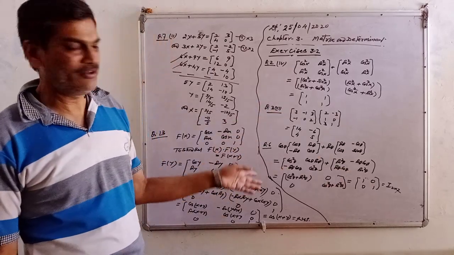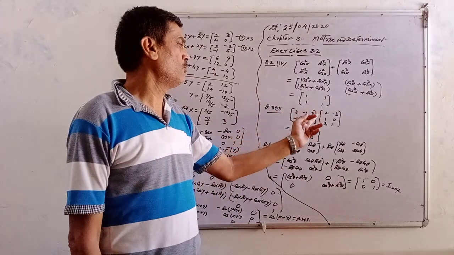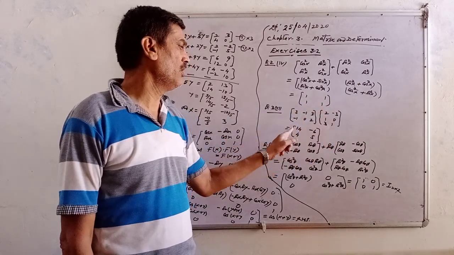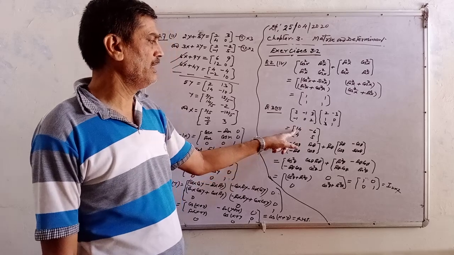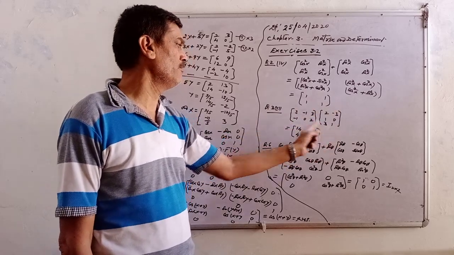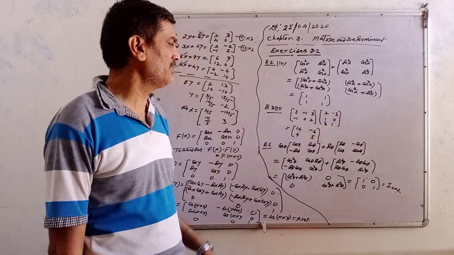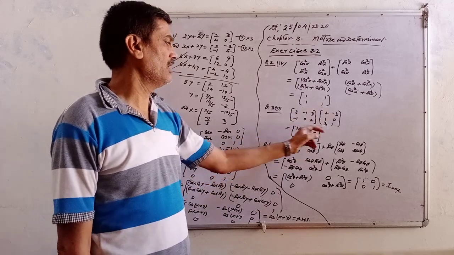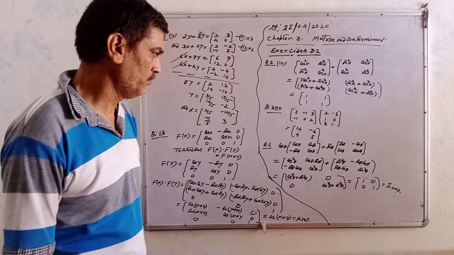How to multiply? First row into first column. After multiplying row into column, you will get the total result 14. For first row second column, you will get -6. In second row first column 4, and second row second column 5.